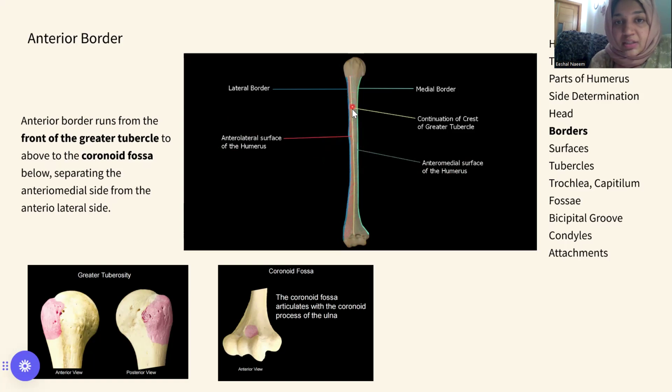Look at this. This is the continuation of the crest of the greater tubercle. When we talk about the crest, we're talking about the highest point on that tubercle. And then it's going all the way to the coronoid fossa. You can appreciate the coronoid fossa better here, right? And then we have, so this is the anterior border. I hope it's clear now.